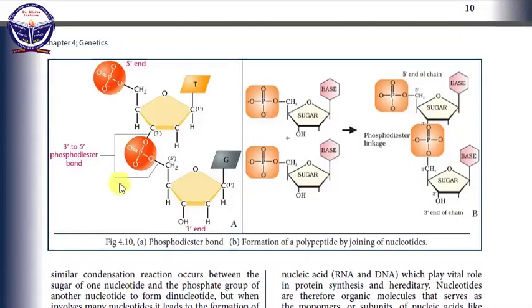But another thing which you need to know is that the phosphodiester bond, it is known as phosphodiester bond.